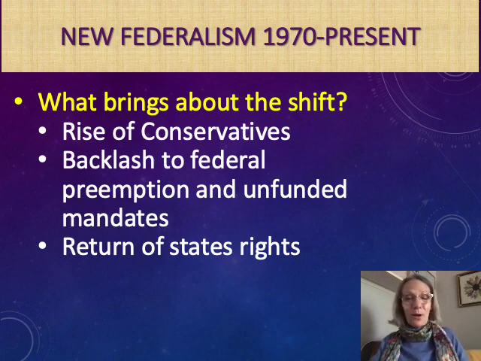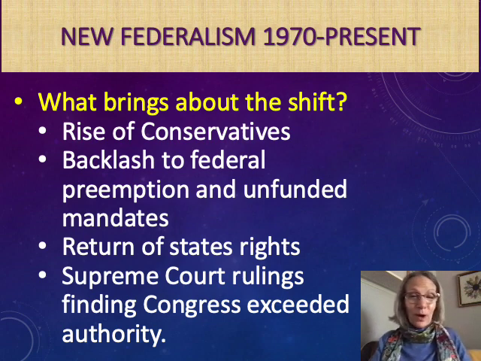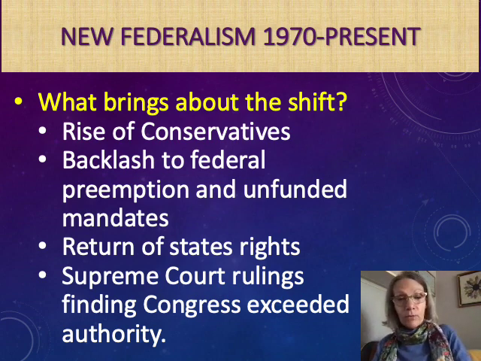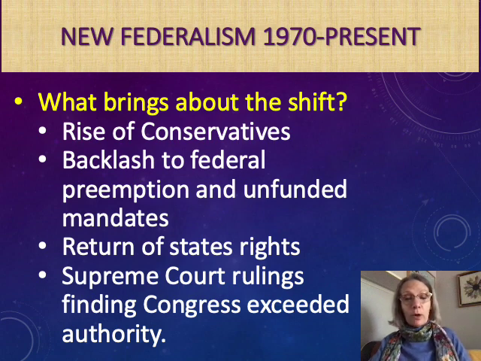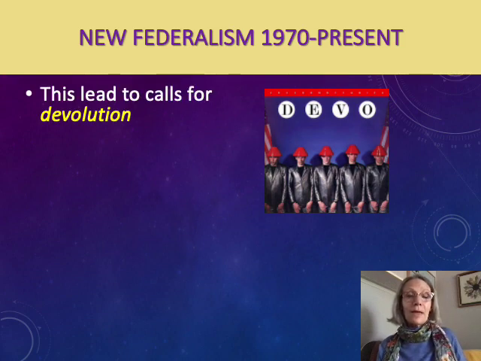Well, that was a popular point of view in the 1980s and 1990s, this returning of power to the states. And remember, the Supreme Court in 1937 began to change its interpretation of the Commerce Clause, making it easier for the national government to regulate commerce within a state, not just between states. Well, the Supreme Court, starting in the 1980s, begins to get more conservative. And with more conservative justices, you have more justices who are willing to rule against Congress, saying that Congress exceeded its constitutional authority.